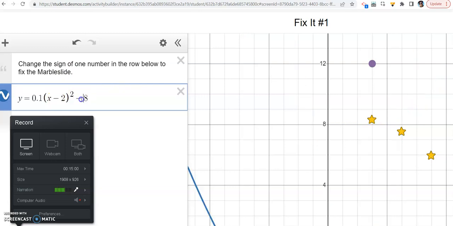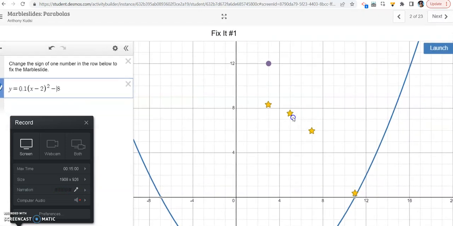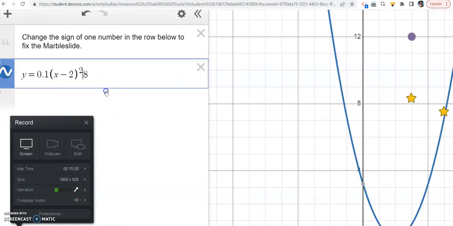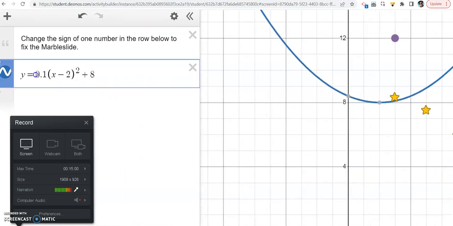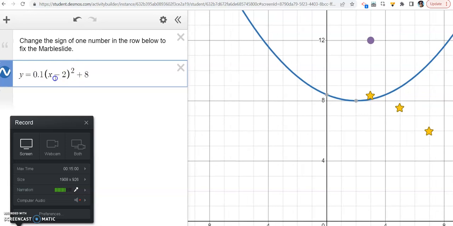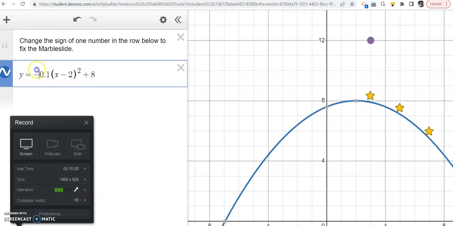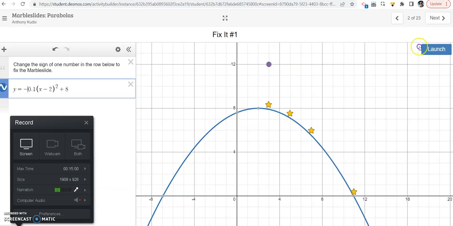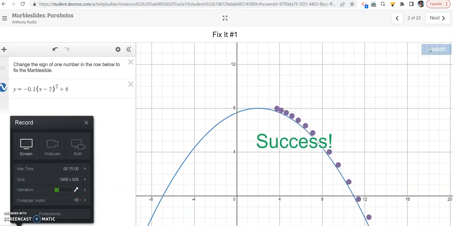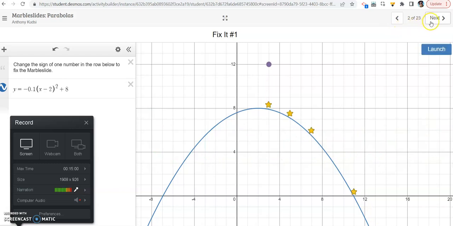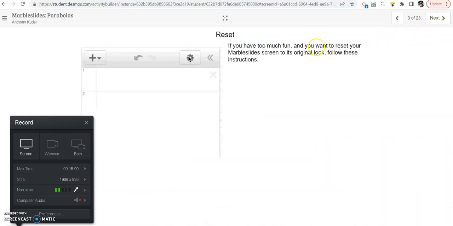If we put a minus here, it shifts the whole parabola down. That's not what we want to do. So let's change that back to a plus. I knew this all along, but you can change this as many times as you want. If we put the negative here, a negative there is what turns the parabola upside down. And now we have success. That's the goal. There it is, I knew there was a reset button. If you have too much fun, you want to reset your marble slide screen. That really helps in case you change too much and you don't remember what to put back.